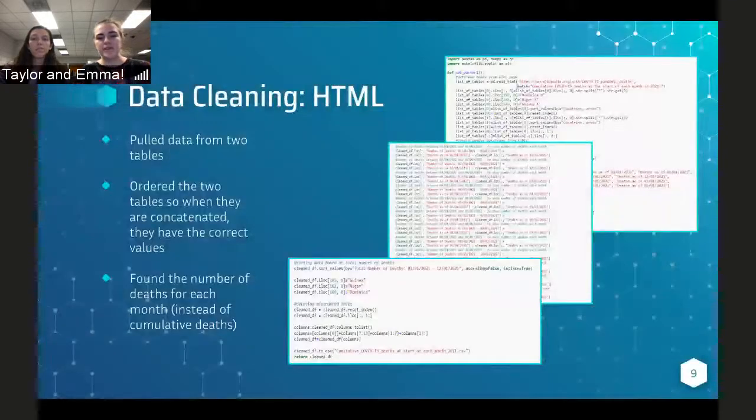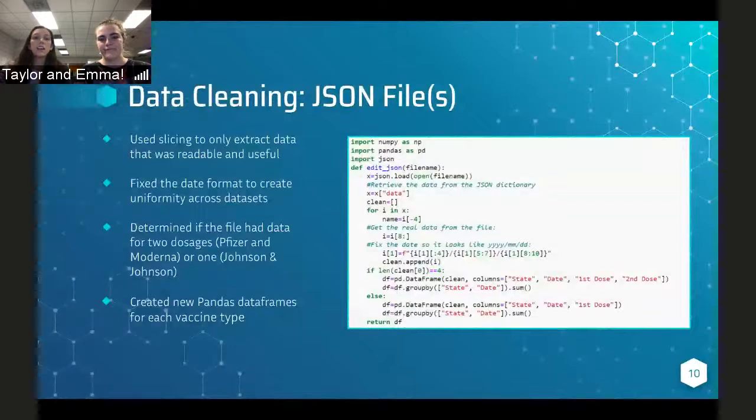For our HTML file, we pulled the data from two different tables and ordered them to make sure they were correct when they were concatenated, and we found the number of deaths for each month instead of just the cumulative number of deaths because it allows us to make better insights. Lastly, for our JSON files, we used slicing to only extract data that was readable and useful for us. We fixed the date format to create uniformity across the data sets, and we determined if the file had data for 2 dosages, Pfizer and Moderna, or 1 dosage, which would be the Johnson & Johnson vaccine. And then we created new pandas data frames for each vaccine type.